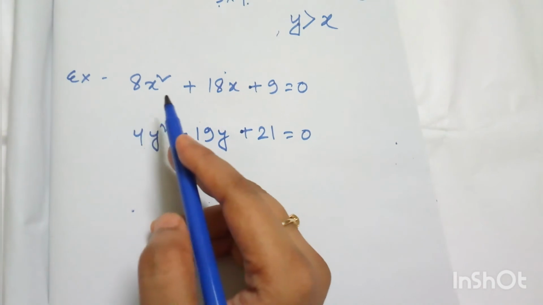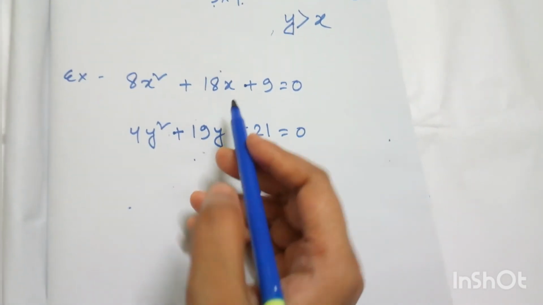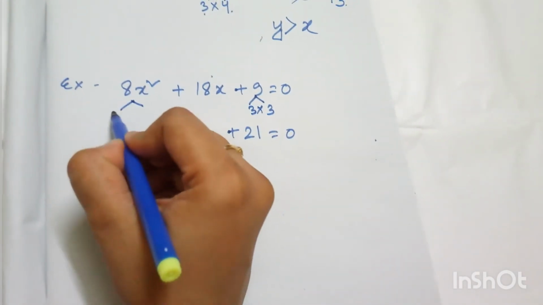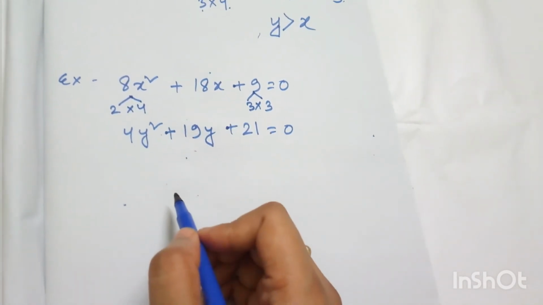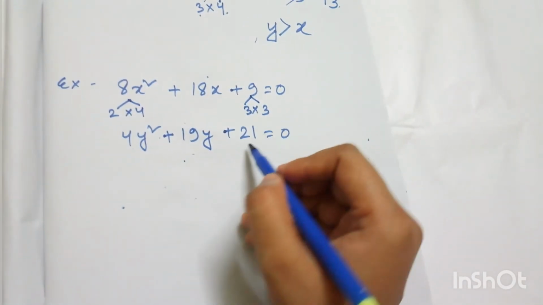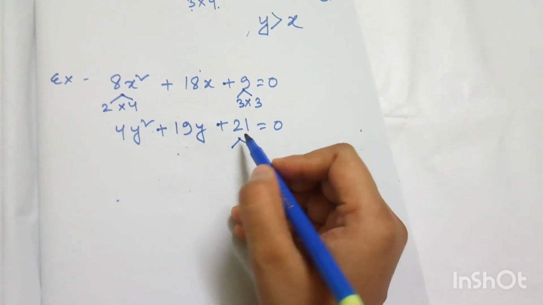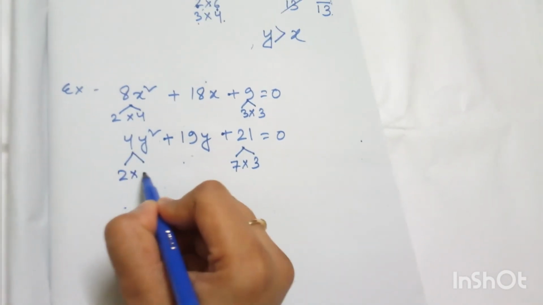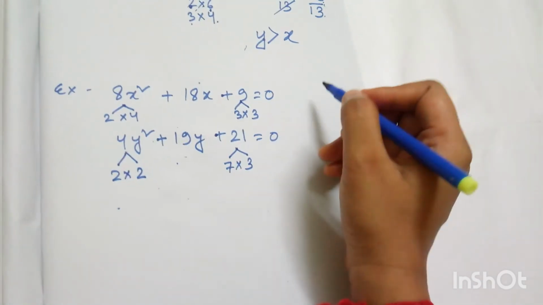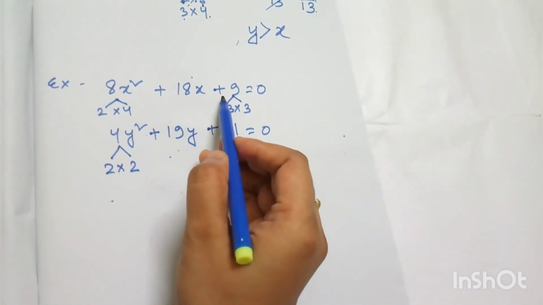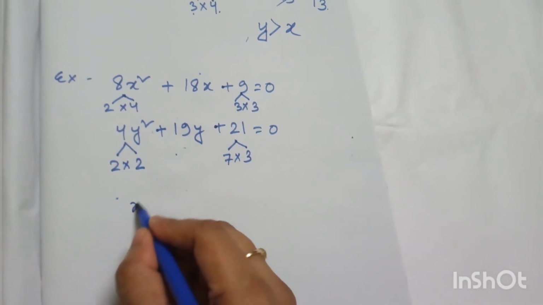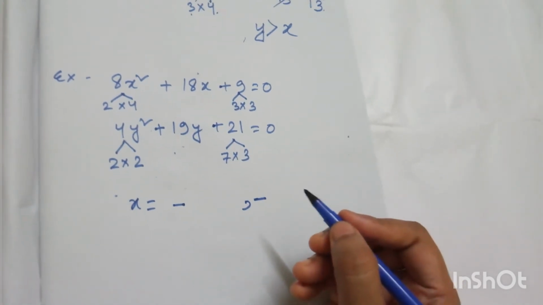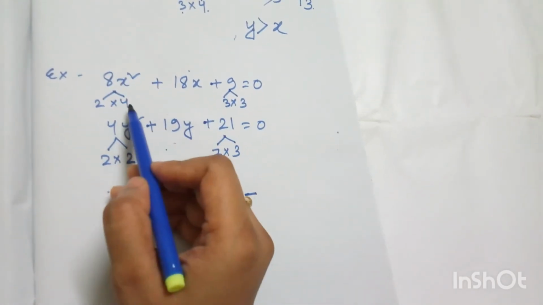So this is another example. Here first we will get the LCM of this number 3 into 3 and this number 2 into 4. Okay, and we will get the LCM of this number 21, 7 into 3, and 4, 2 into 2. So the value of x, as it is plus and plus here, will be minus and minus. We get 3 and 3 and 2 and 4.